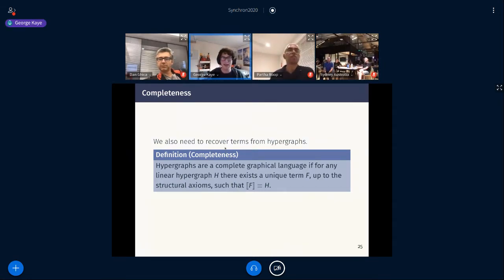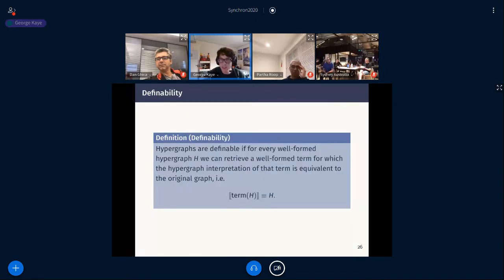So this is a little bit more complex than just banging in axioms and making sure they all work. We need to make sure we have an algorithm to get out this term. So how do we do that? First, there are two steps to this. First, we have definability, which is that we have a method of some sorts to get a term from a hypergraph.